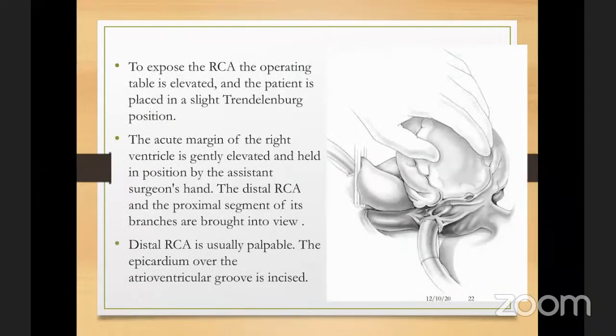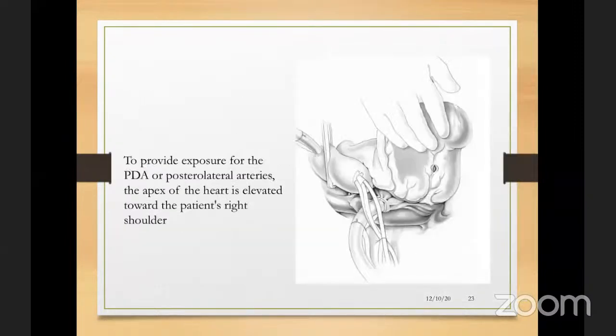To expose the RCA, the table can be elevated with a slight Trendelenburg position, and the acute margin of the heart of the right ventricle is gently elevated and held in position by the assistant's hand. The distal RCA and proximal segment of its branches are brought into view. The distal RCA is usually palpable, and the epicardium over it can be incised.